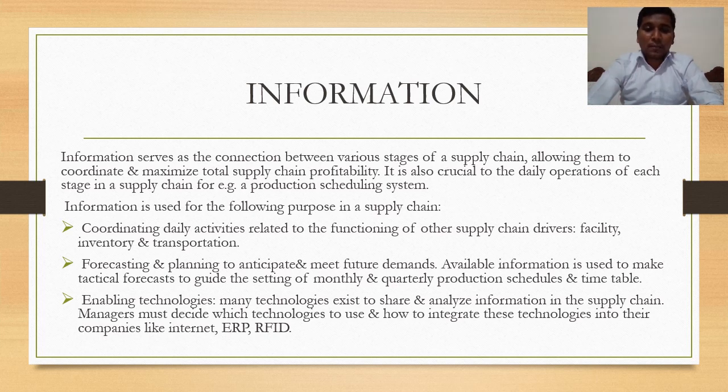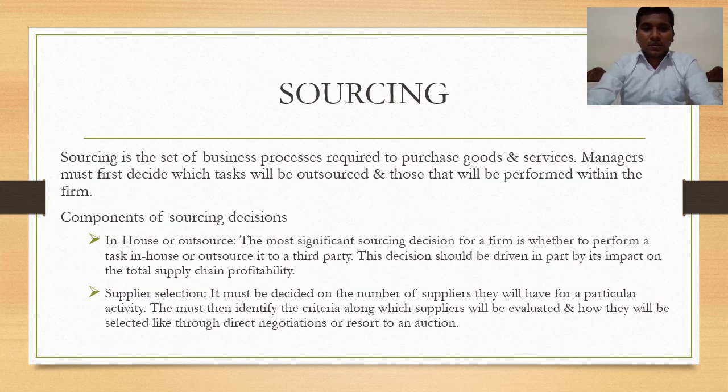Enabling technologies. Many technologies exist to share and analyze information in the supply chain. Managers must decide which technologies to use and how to integrate those technologies in companies, like internet, ERP, RFID, etc. Sourcing. Sourcing is a set of business processes required to purchase goods and services. Managers must first decide which tasks will be outsourced and which will be performed within the firm. The components of sourcing decisions are in-house or outsource, and supplier selection.